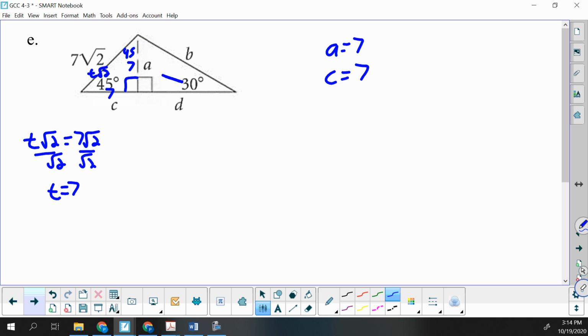Well, this 7 is across from the 30, so that's still our T in the other one. So across from, this has to be 60, this would be T radical 3, and this would be 2T. So B would be 2 times the 7 to give us 14, and D would just be the 7 times square root of 3, so 7 square root of 3. So when you have multiple triangles in the picture, try to start where you know an actual side length and then work to the other triangle.